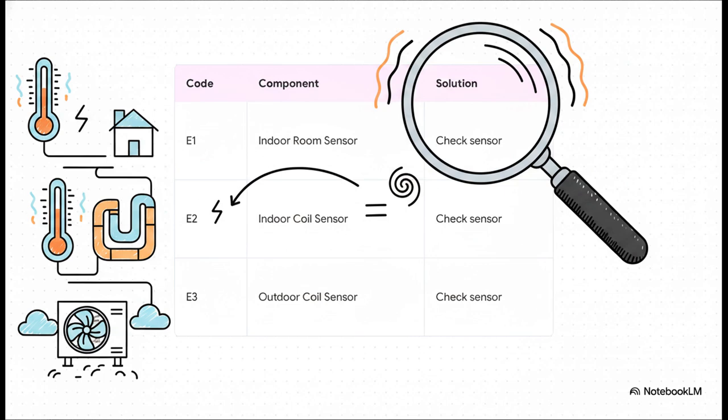E1 is your indoor room temperature sensor, E2 is the sensor on your indoor pipe coil, and E3 is the sensor on the outdoor coil. If your unit doesn't know how cold or hot the air is because these sensors are dead, well, it can't regulate the temperature. It's a highly precise alert telling a technician exactly which wire they need to check.